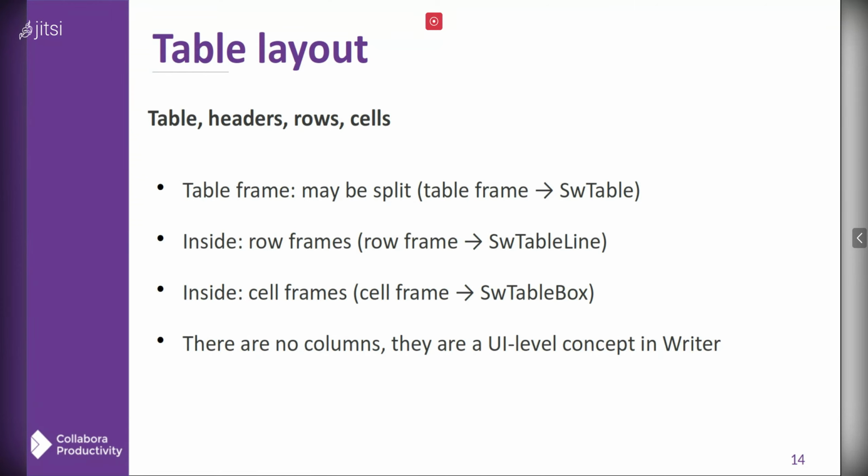This also means that one misconception would be that tables in Writer have columns. No, there are no columns. The UI tries to make this up. So you can have a feature at the UI level where you resize a column, but what it will do is it will try to guess if all the rows have a similar list of cells, and then at a UI level, at high level, it might seem like you have a column. So you can do something with that. But at the model level and at the layout level, there is no such thing as a table column.